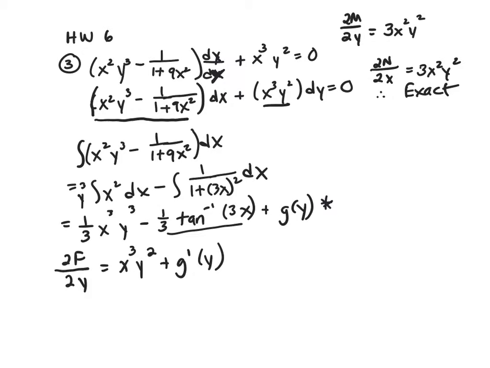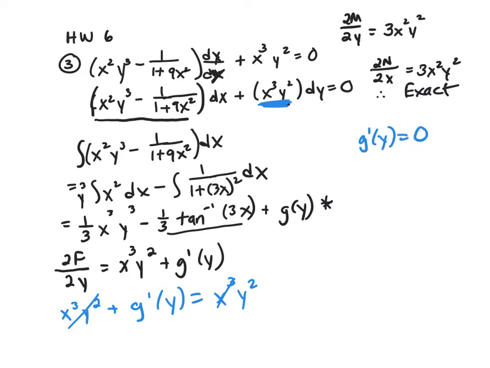And now let's take that. I'm going to start working in blue now, okay? You take x cubed y squared plus g prime of y, and you set it equal to what you did not integrate. In this case, we integrated M, so this leaves me with N, x cubed y squared. And those fall out, so I have g prime of y equals 0. And then I integrate, and that's in terms of dy. So that's g of y equals c.